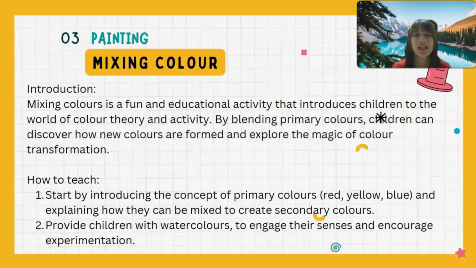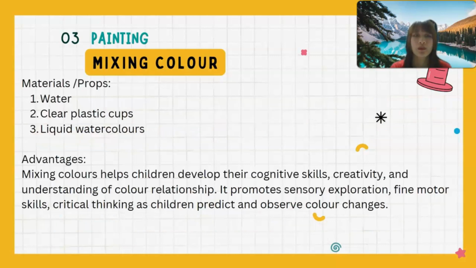How to teach mixing colors to children? First, start by introducing the concept of primary colors, which are red, yellow, and blue, and explaining how they can be mixed to create secondary colors. Second, provide children with watercolors to engage their senses and encourage experimentation.